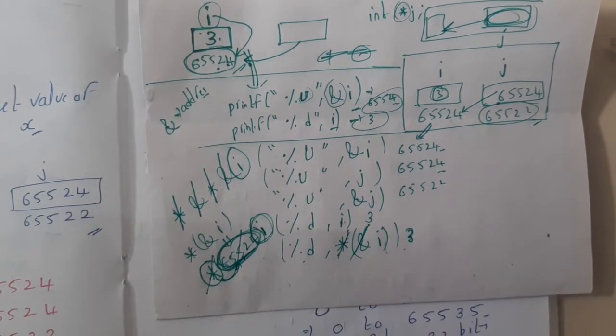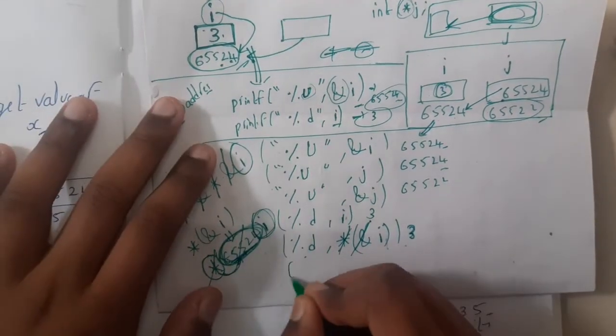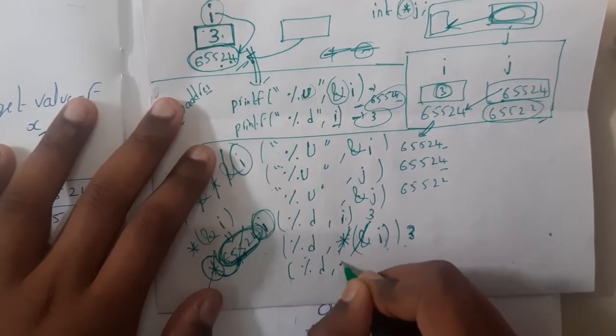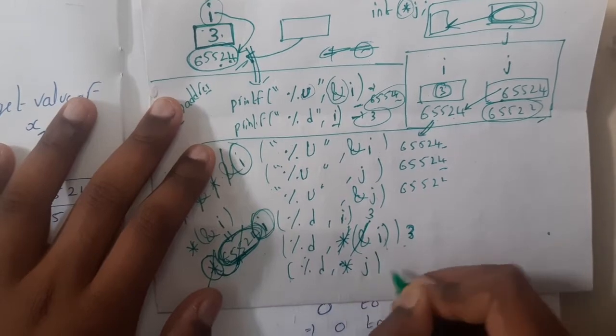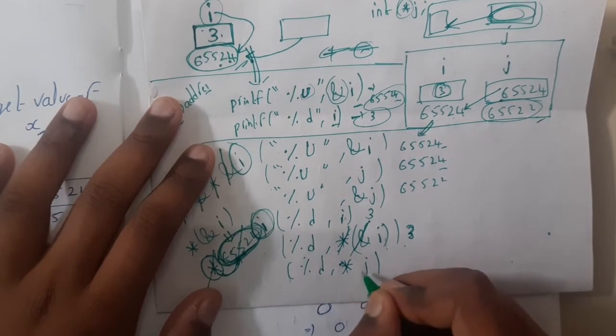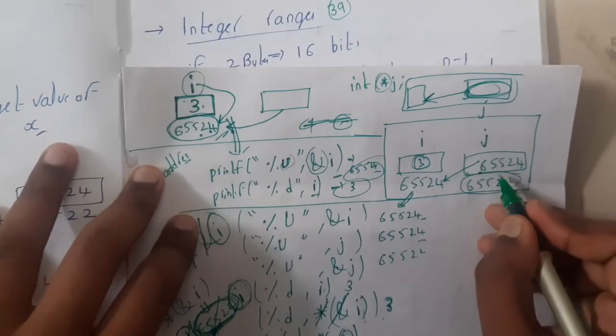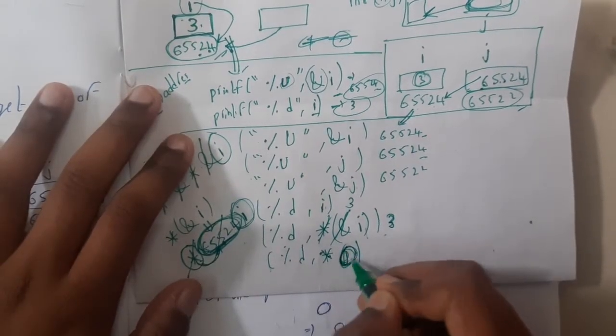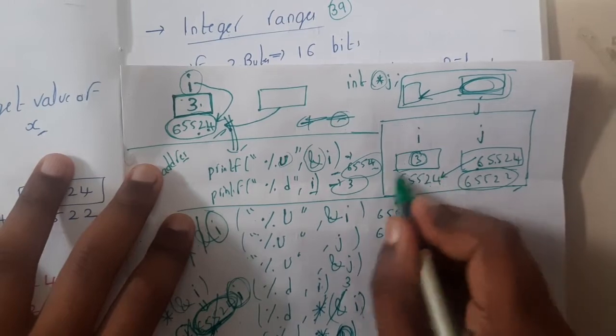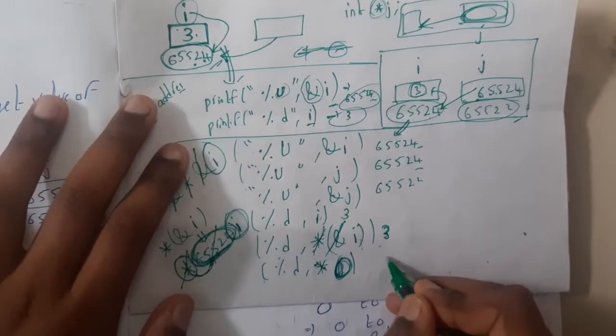Got it? And the last one is %d, star j. What will star j print, guys? What does j have? The address 65524. Star will print what is inside that address. So what is at that address? 3. So this will also print 3.